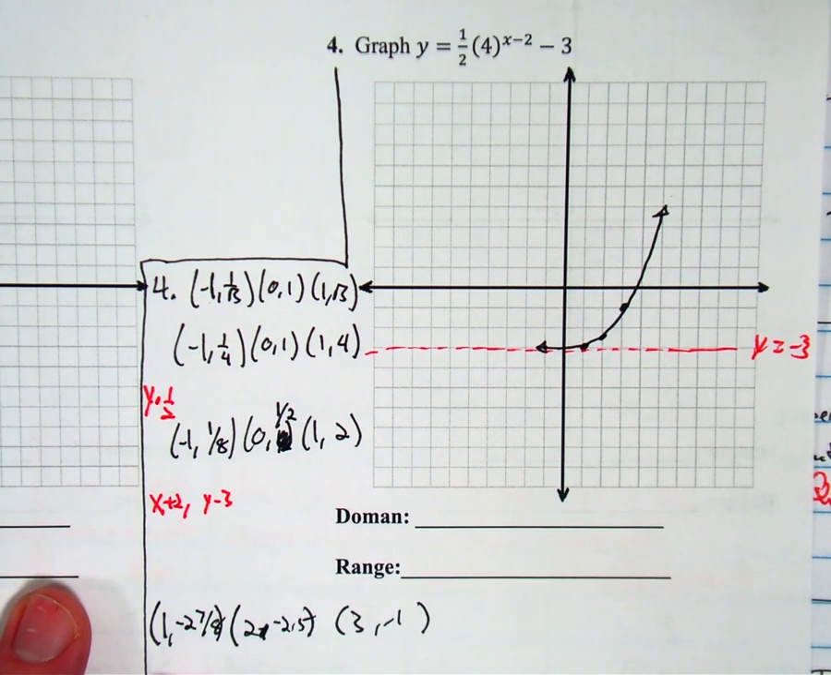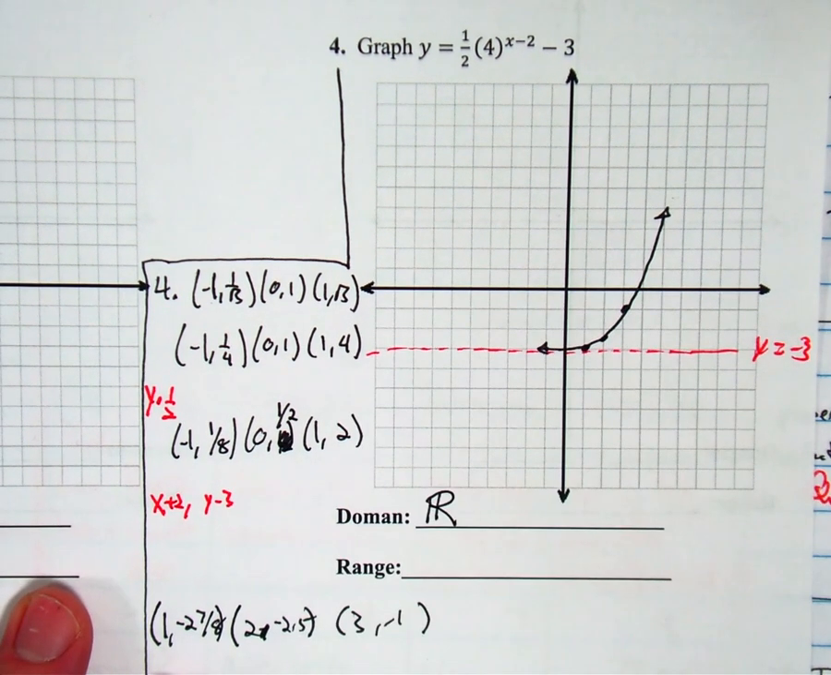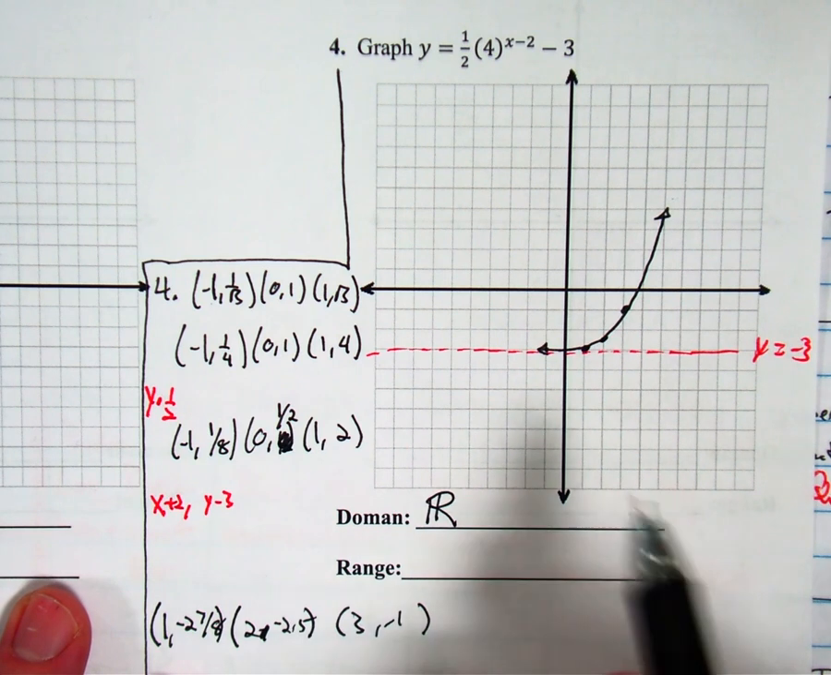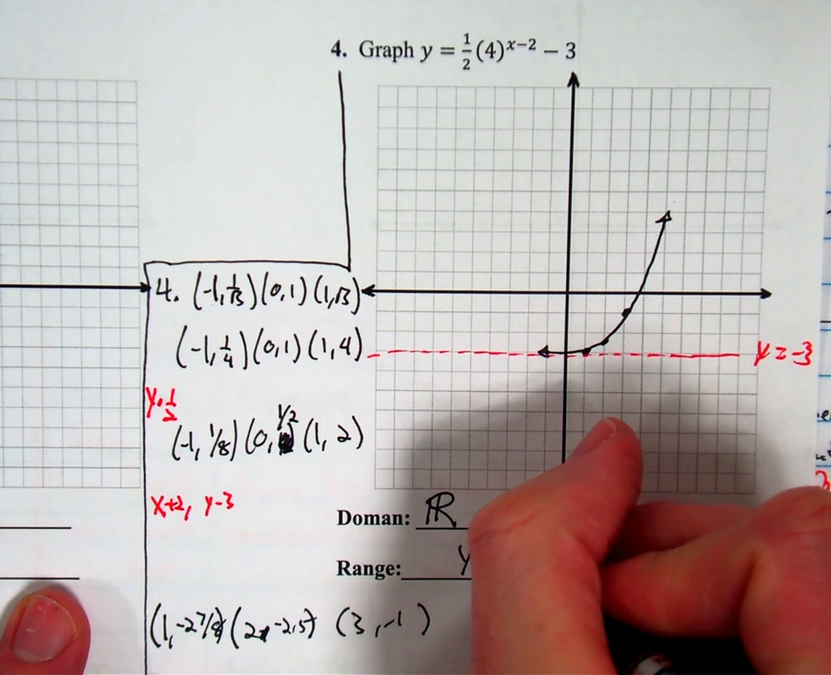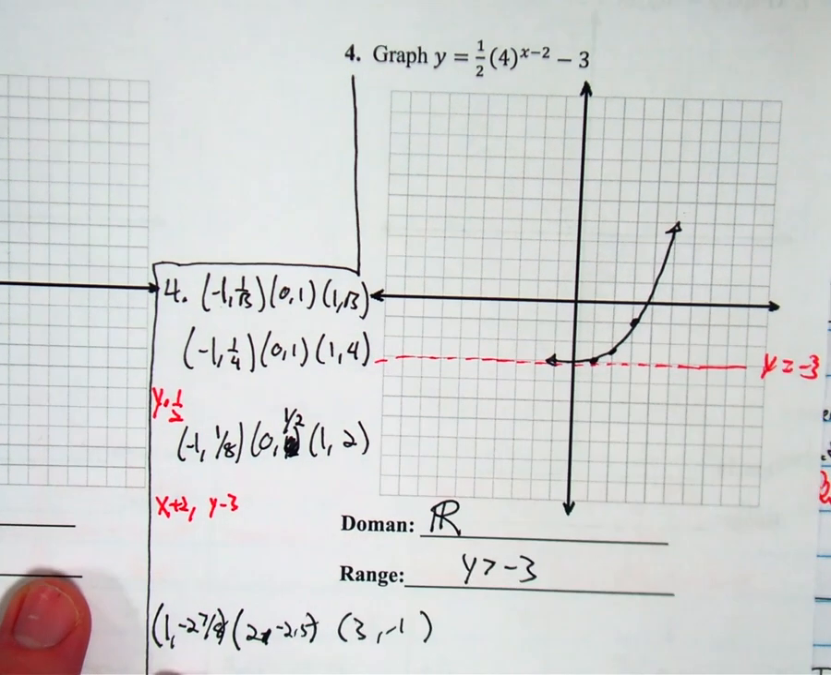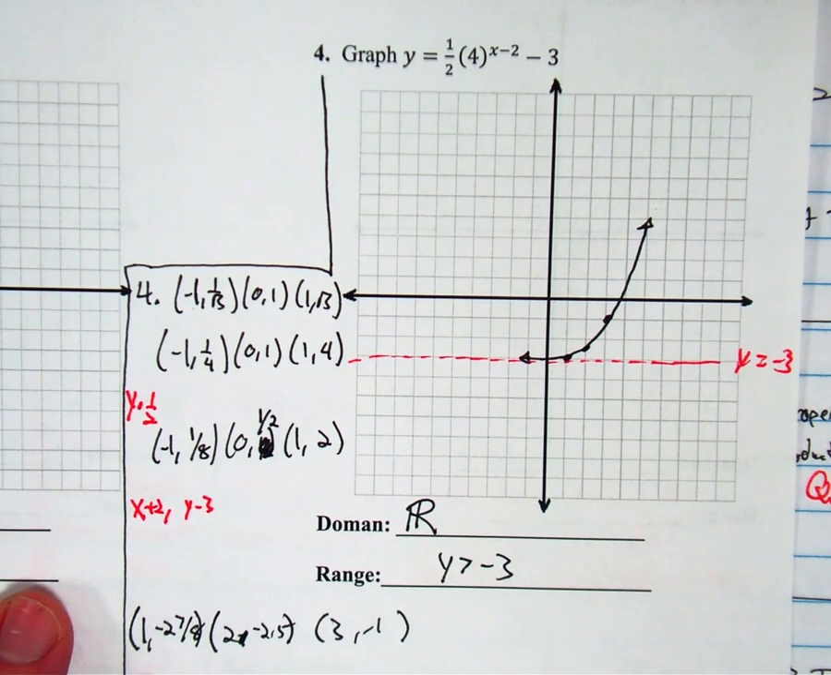Just scooting right above that asymptote line. So domain, again, should be all real numbers. You can use the fancy R if you want. In our range, we're all the y's that are bigger than negative 3. Okay, so that's exponentials.